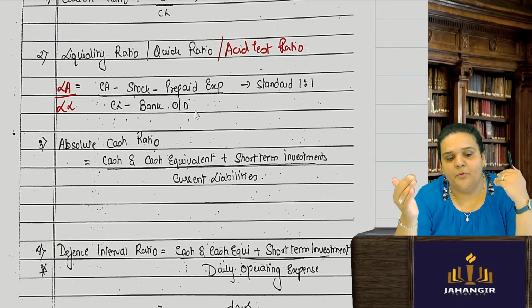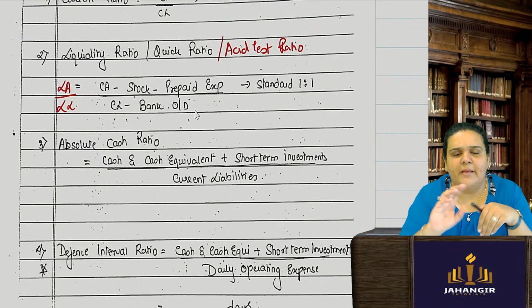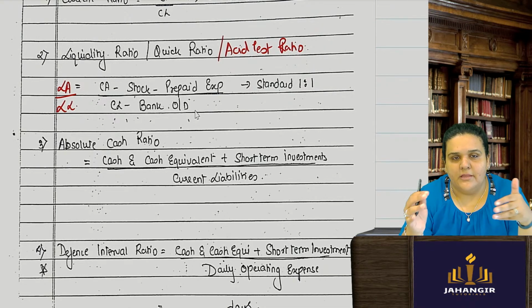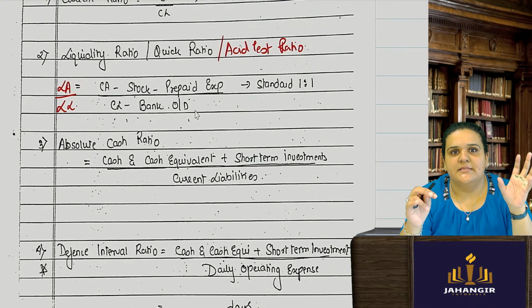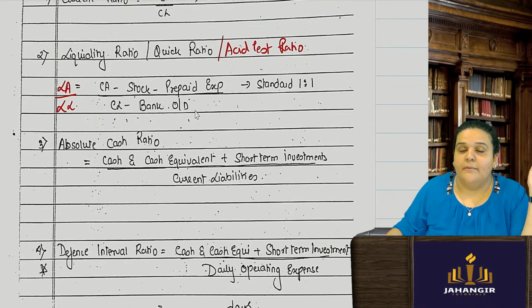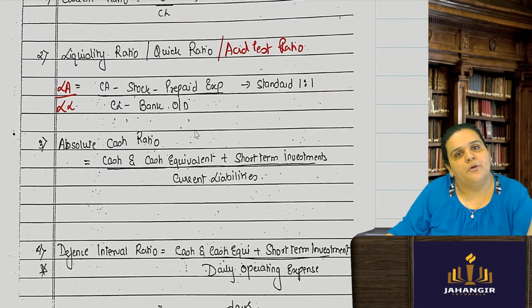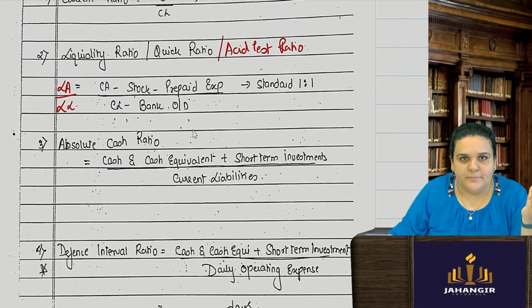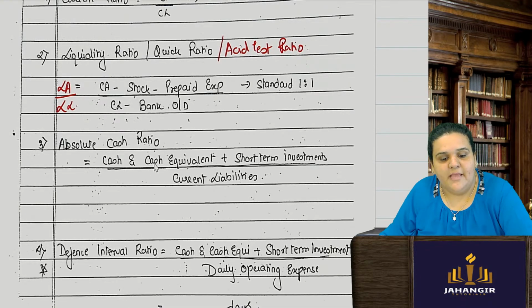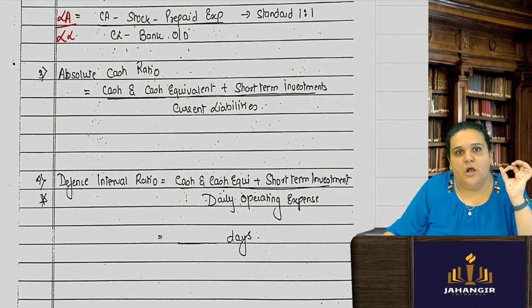So liquid assets upon liquid liabilities, generally bank OD is never given in the sum. So it always stays as current assets minus stock minus prepaid expenses upon current liabilities, if nothing is mentioned. Then we have absolute cash ratio. How much cash do we have to pay our current liabilities?